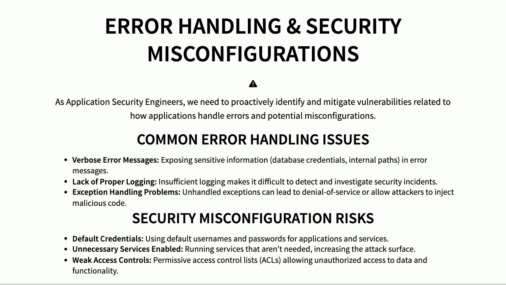Then there are problems with exception handling. If an application doesn't handle exceptions properly, it could lead to denial of service attacks or even allow attackers to inject malicious code. Finally, let's consider security misconfigurations like using default credentials, running unnecessary services, and having overly permissive access controls. The key takeaway here is to implement robust error handling with minimal logging of sensitive details, regularly review your configurations, and always follow the principle of least privilege. Only give users and applications the minimum level of access they need.